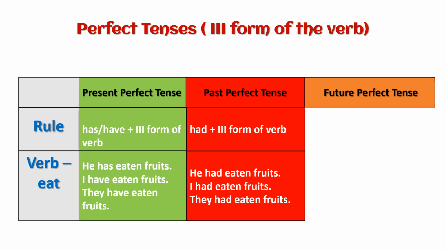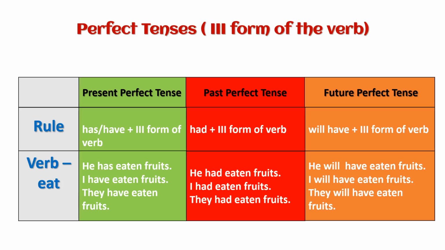Now let us come to the last type of tense, that is our future perfect tense. What is the rule for this now? You have will have. कौन सा helping verb use करेंगे? Will have. Always children आपने notice किया होगा सभी जो भी future tenses है हमारे simple future हो गया या future continuous हो गया या future perfect हो गया आपने हमेशा will use किया है. You can also use shall instead of will. So, will have plus again third form of the verb. So, let us see the examples. He will have eaten fruits. I will have eaten fruits.